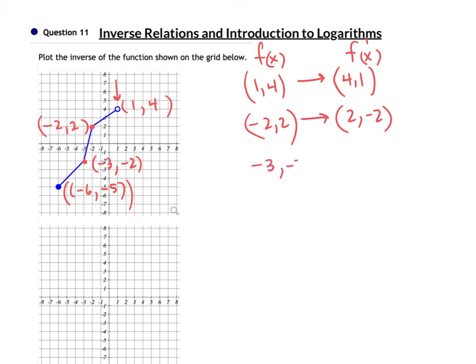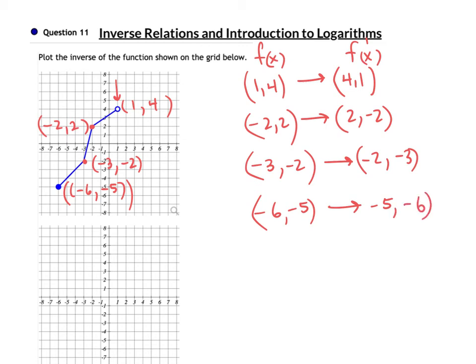(-3, -2) becomes (-2, -3). And (-6, -5) becomes (-5, -6). I plotted those points, and I put an open circle for the point (4, 1). You can't put those two on one graph very easily, but do those look like reflections over the line y equals x? I'd say yes.